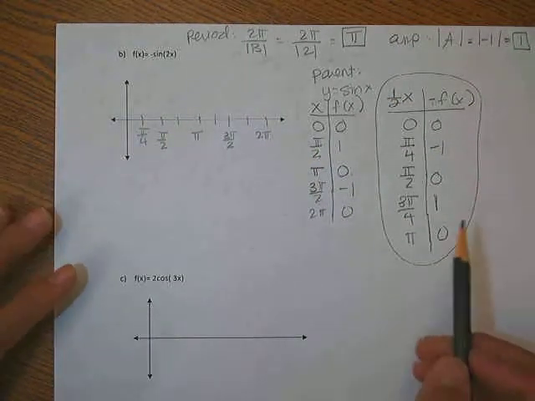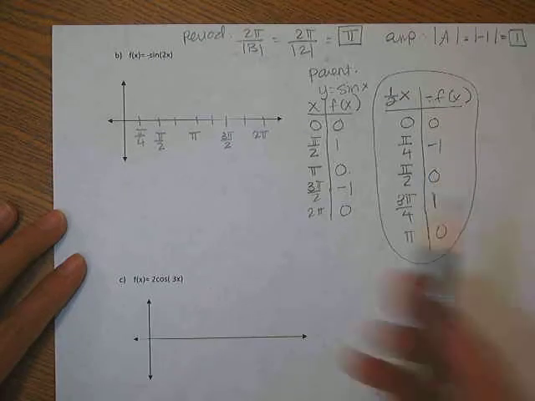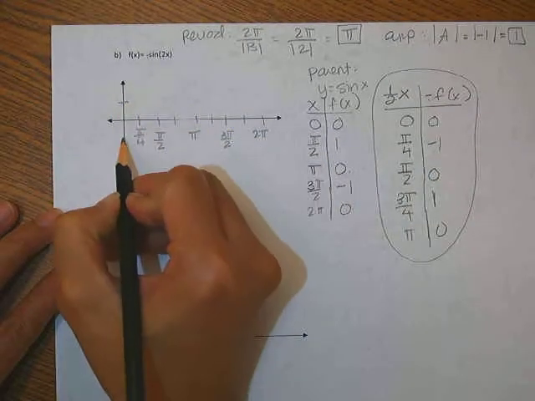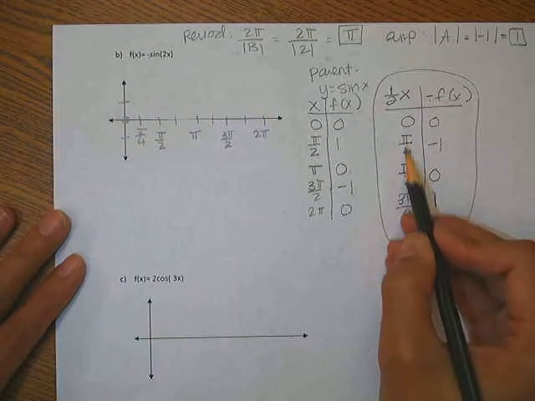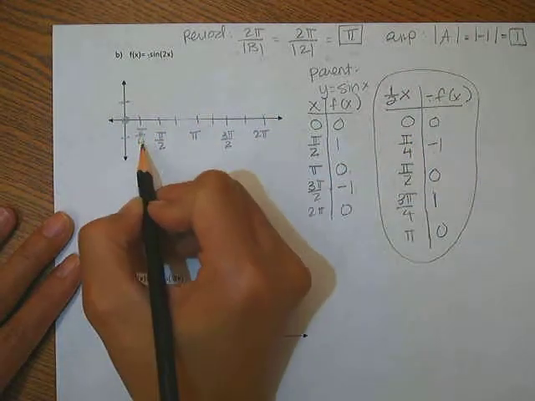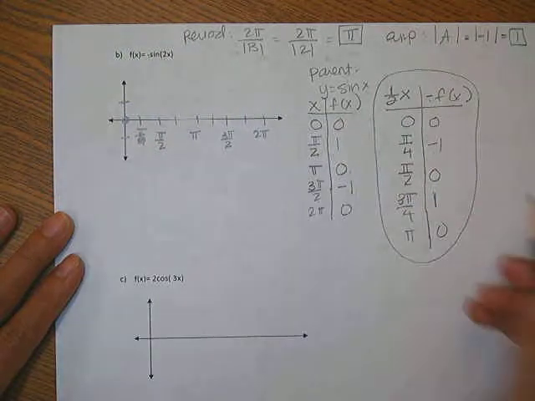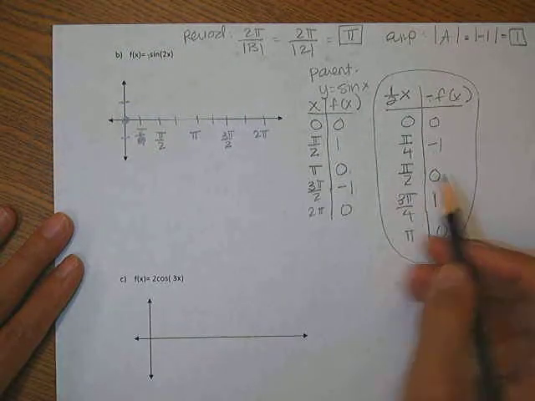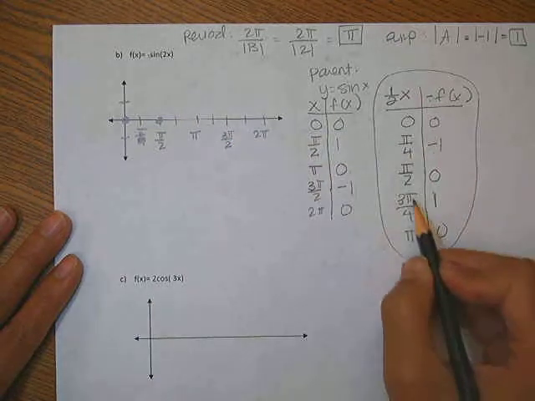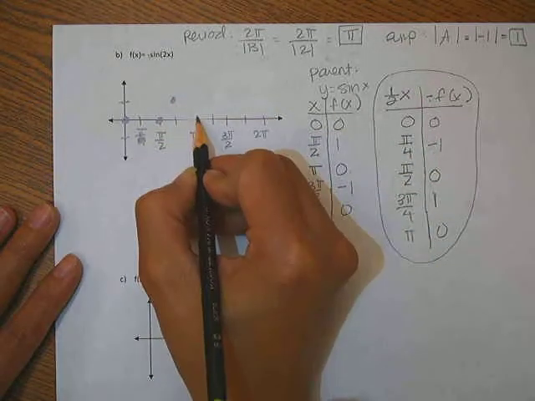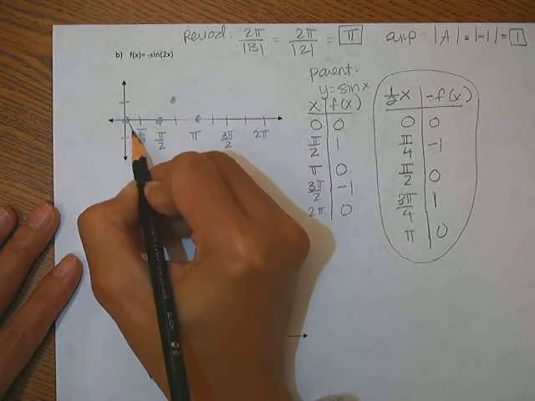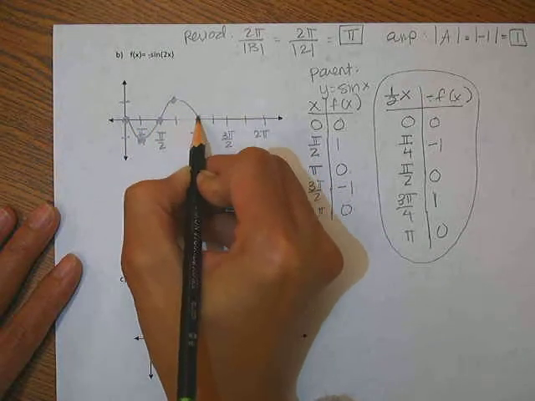Here we go. Looks like my highest is at 1 and my lowest is negative 1. So 0 staying at 0. Pi over 4, negative 1. So here's pi over 4, put a negative 1. Pi over 2, staying at 0. At 3 pi over 4, go up to 1. And pi staying at 0. So notice how we reflected it about the x-axis. Now it's kind of upside down.